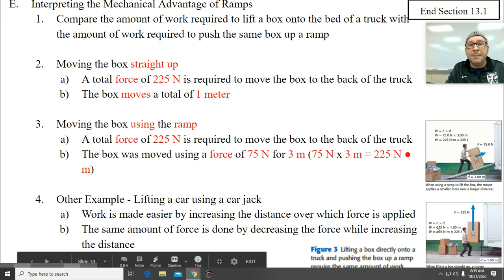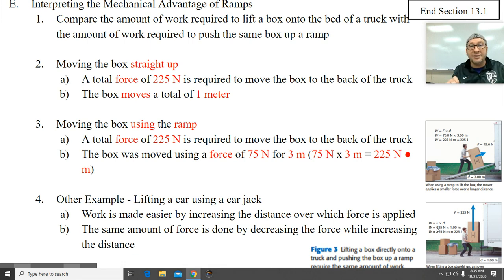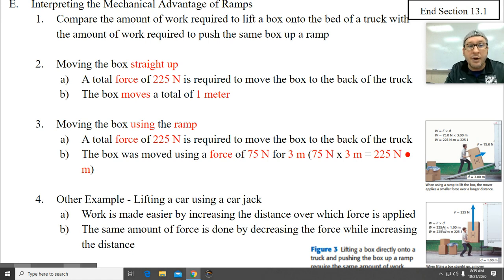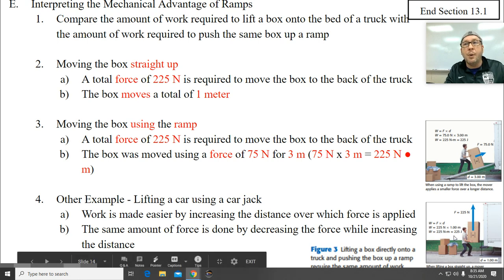Well, we can see the amount of work that was done, again, it's work because we moved an object a certain distance. Work equals force times distance. 225 is the force times the 1 meter. You get a total work amount of 225 joules.